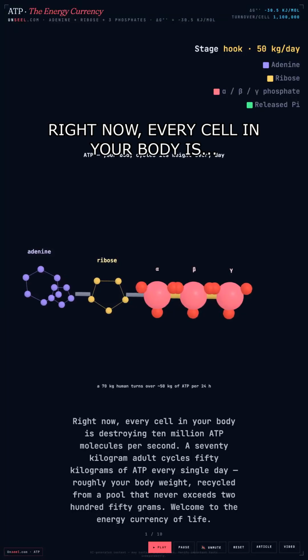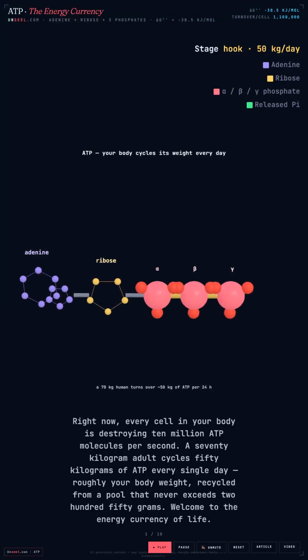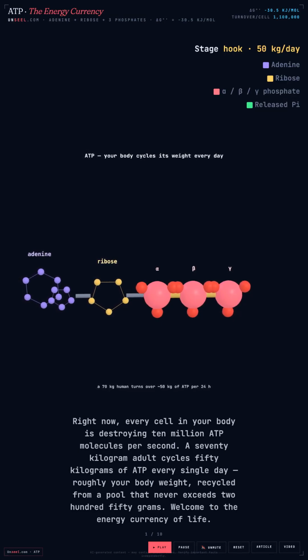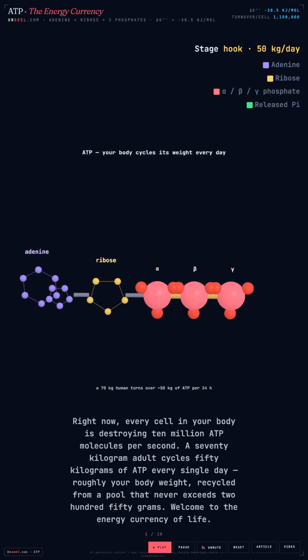Right now, every cell in your body is destroying 10 million ATP molecules per second. A 70-kilogram adult cycles 50 kilograms of ATP every single day, roughly your body weight, recycled from a pool that never exceeds 250 grams. Welcome to the energy currency of life.